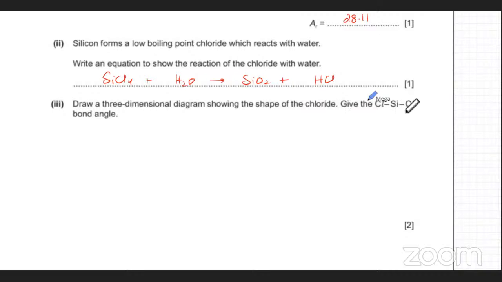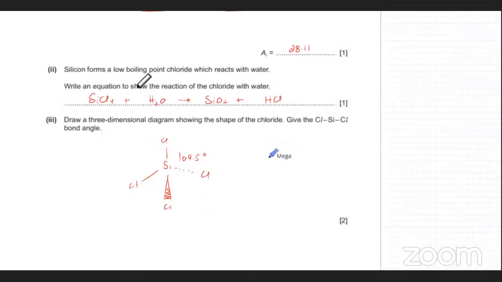And then you have to draw the 3-dimensional shape of SiCl4 for this one. So silicon is bonded to 4 atoms. It's got no lone pairs. So if it's got no lone pairs, the shape around the silicon atom is going to be tetrahedral. So remember your shapes of molecules. Just draw it and also write the bond angle. So that's 109.5 degrees. So that's the answer to this part.